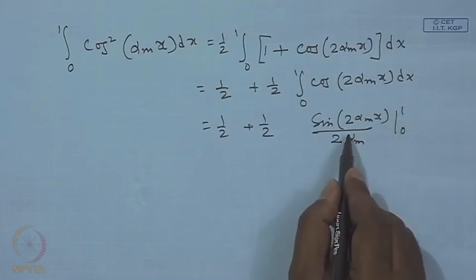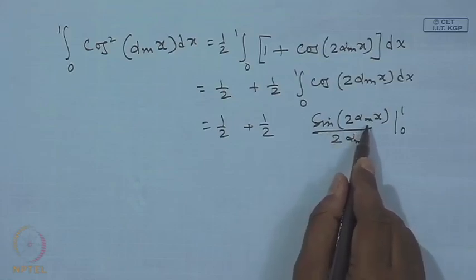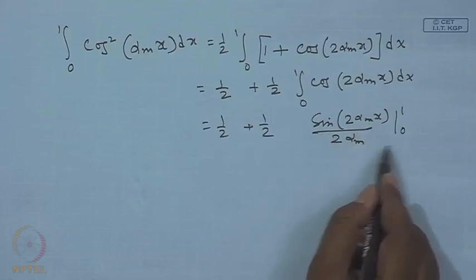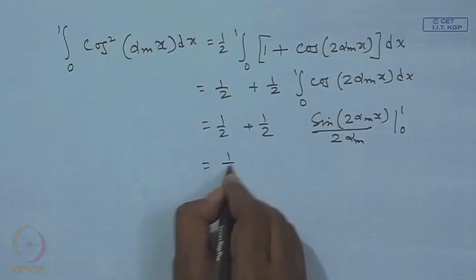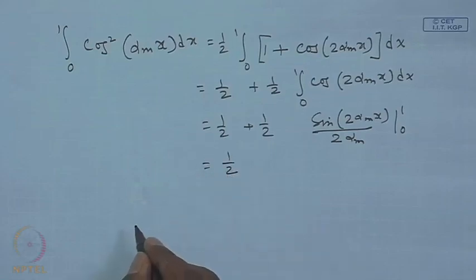So, it becomes sine 2 alpha m, which is nothing but 0, and this will be sin 0, which is also 0. So, you will be getting half. So, the integral of cos square alpha m x dx is also half.